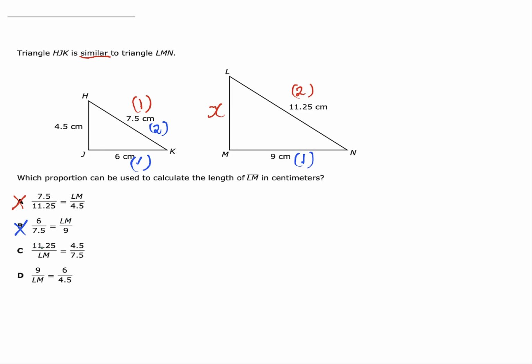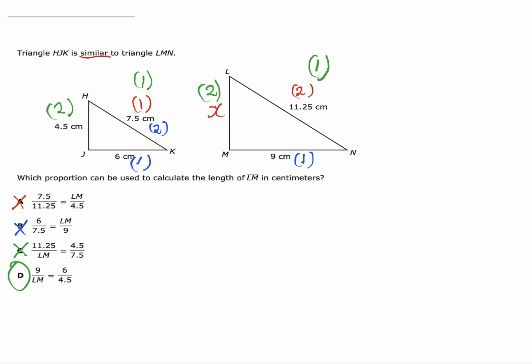Let's look at C. C starts with 11.25, so this is their 1, and their 2 is LM, so that's 2. So they're starting their ratio with the big triangle. So they're going 11.25 over the LM, which means when we start our ratio for the second triangle, who should we start with? This side here, which is 7.5. We should start here and then go to here. Notice they started with 4.5. You cannot flip-flop. This is not The Price is Right. So your answer is not C.